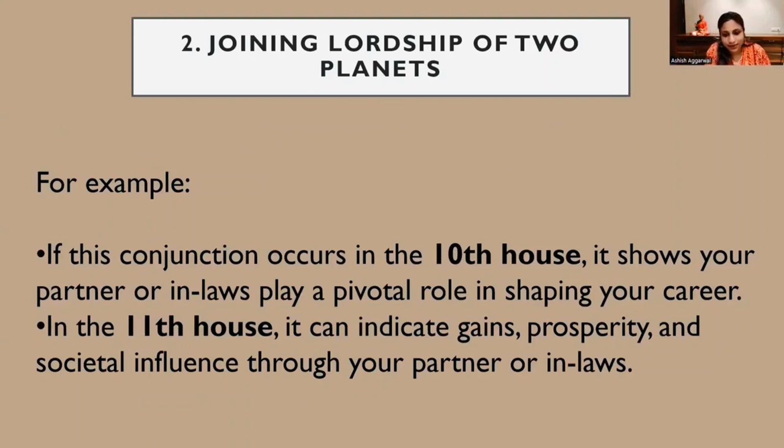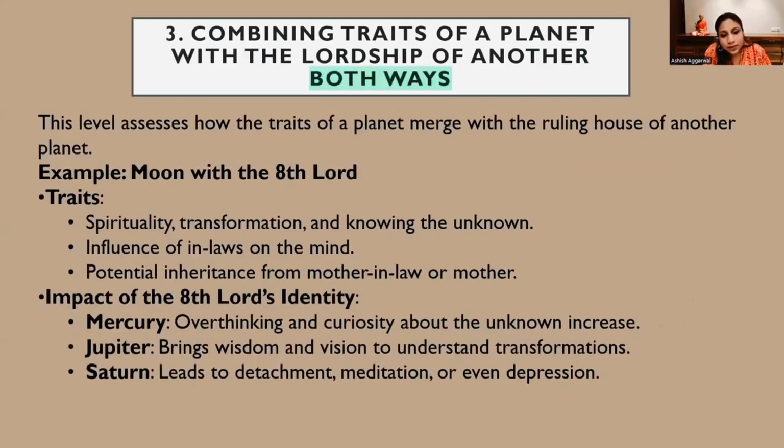When we combine the natural traits of the planets with their rulership, for example, if someone's Moon is associated with their 8th lord, then the Moon, which represents our mind, means that our mind is in the spotlight in transformation, in knowing the unknown, in discovering secrets, and in sciences or astrology. The impact of in-laws is on your mind and personality. The inheritance can come from the mother or the mother's side because the house is impacted by the Moon, and the Moon is impacting the lord. So we are seeing a significant impact in both ways.